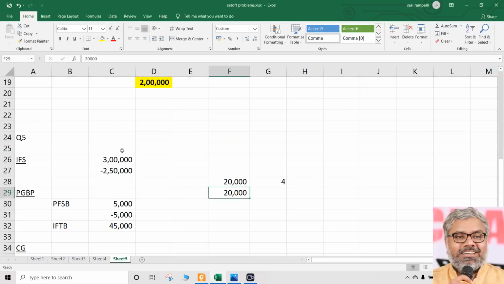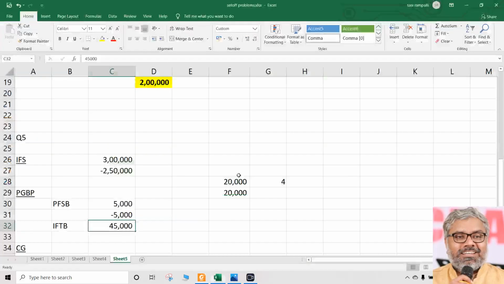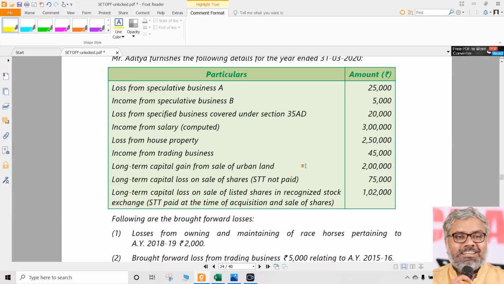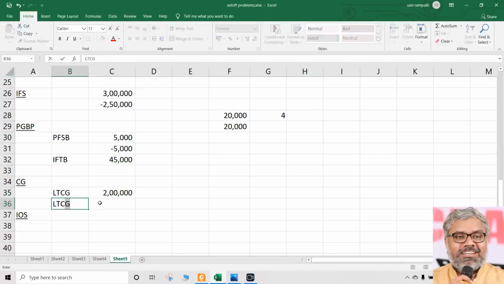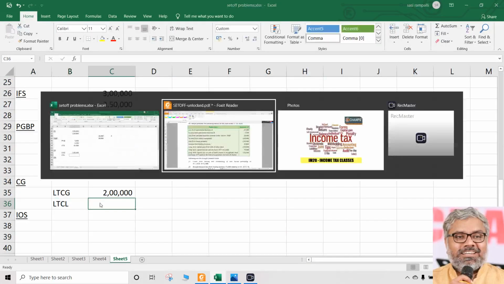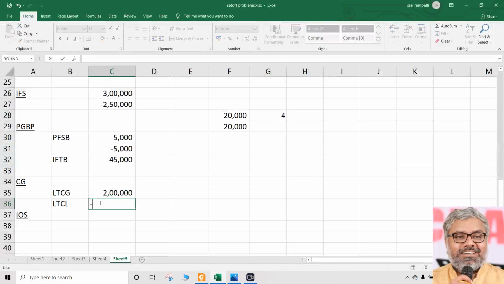Income from salary 3 lakhs, already written. Loss from house property, already set off, no problem. Income from trading business, already written. Long-term capital gain is written already, 2 lakhs. Now the question comes about long-term capital loss. Can it be set off against long-term capital gain? Absolutely yes. Long-term capital loss can be set off against long-term capital gain, whatever it may be. There is no problem. So 75,000 is okay.